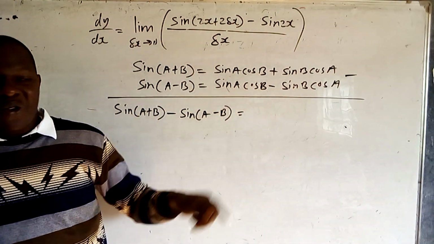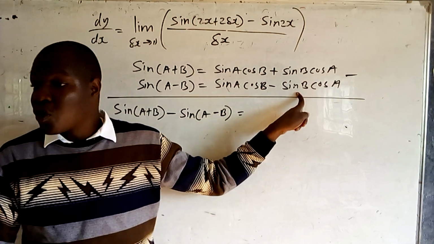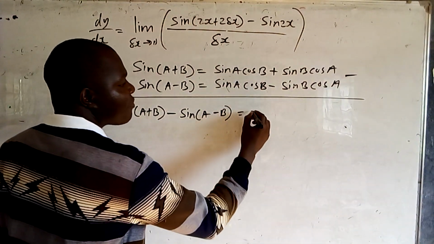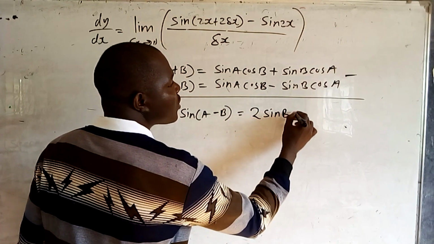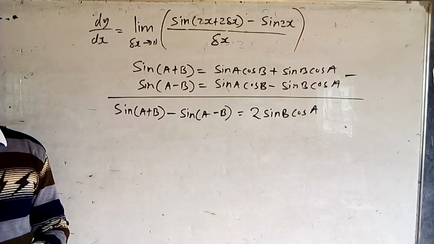Then if you go to the other side of the equation, what do you get? This minus this is 0. Then here, this minus this, you get 2 of them, isn't it? So that side we have 2 sine b cos a. Are you seeing that?